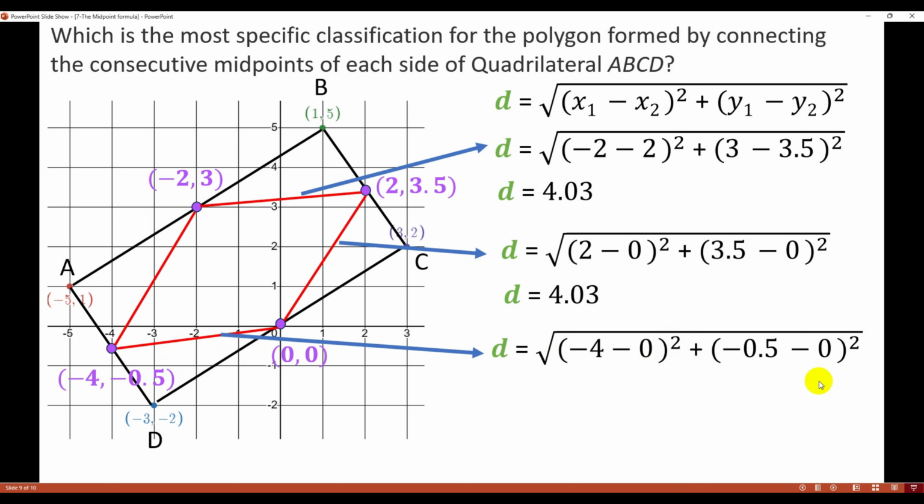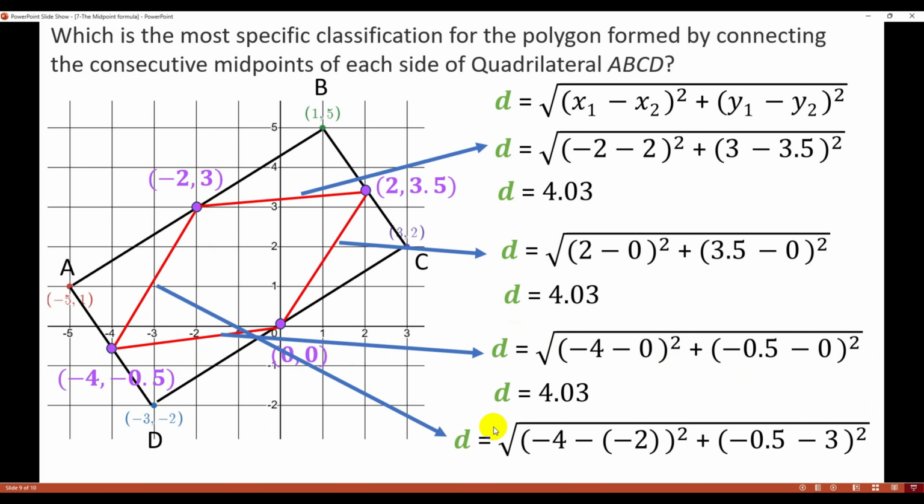Now for this side, it will be negative 4 minus 0 parentheses to the power of 2 plus negative 0.5 minus 0 parentheses to the power of 2, which gives you 4.03. For the last side, negative 4 minus negative 2, parentheses to the power of 2 plus negative 0.5 minus 3, parentheses to the power of 2, which is also 4.03.